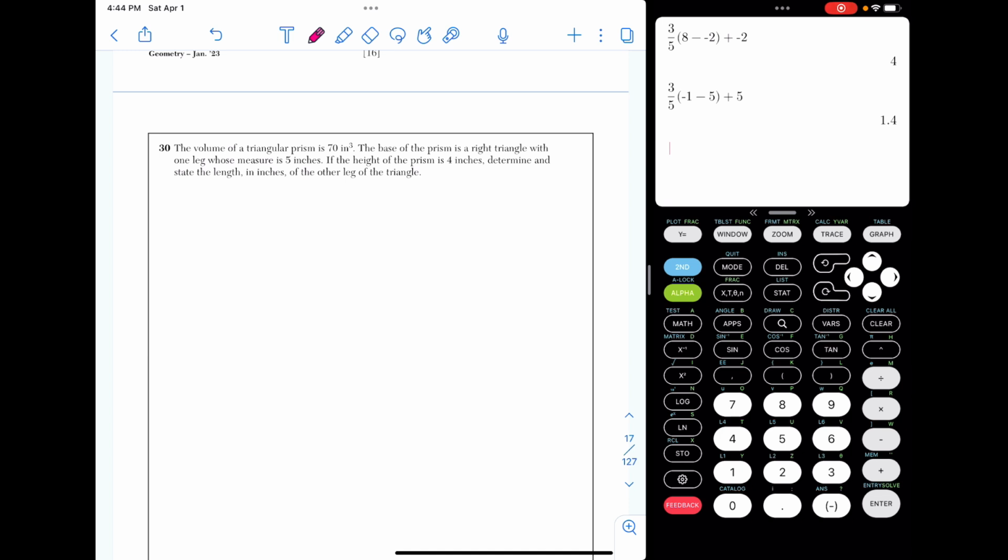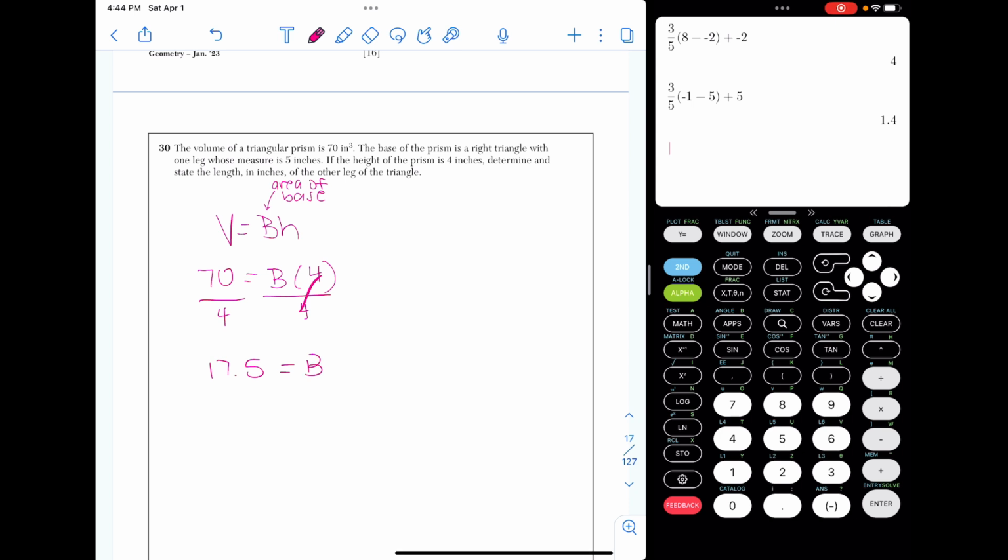All right, so I see volume, prism. I would go right to my reference sheet and grab the formula that I need. So in this case, it's that volume is capital B times H, and key there is that capital B represents area of the base. So I know the volume is 70. I don't know the area of the base. It doesn't tell me that, but it does tell me the height of the prism is 4. So if I divide both sides by 4 here, I get 17.5 to be the area of the base.